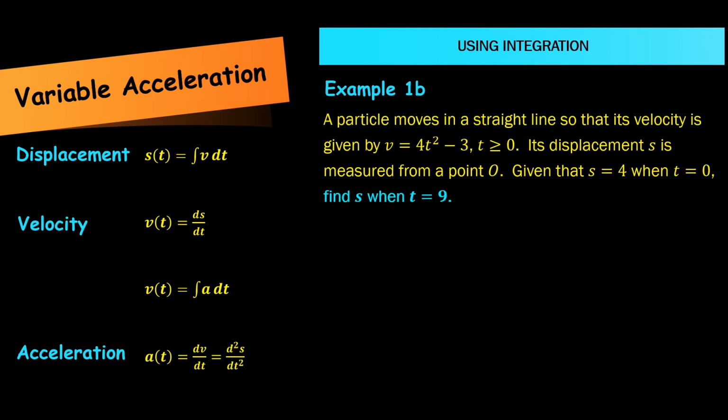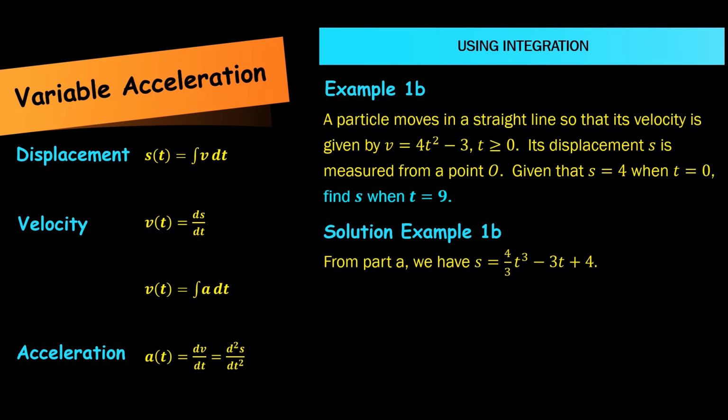And now for part B. We are required to find s when t equals 9, given that s equals 4 when t equals 0. So let's solve this. From part A, we have the equation for s as shown on your screen. So therefore, when t equals 9, we plug that into our equation as shown, and this gives us that s equals 13.